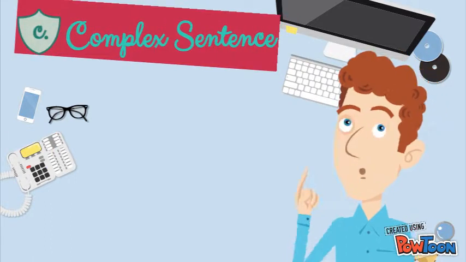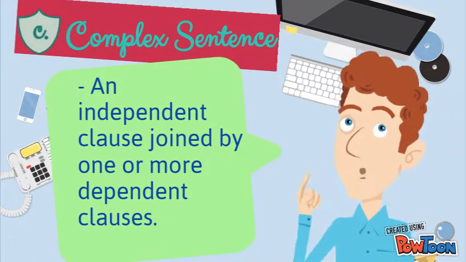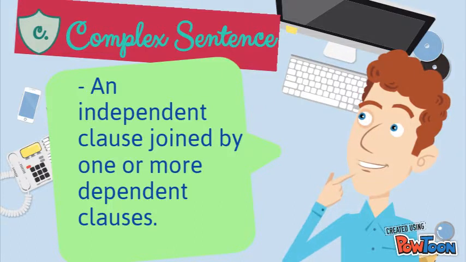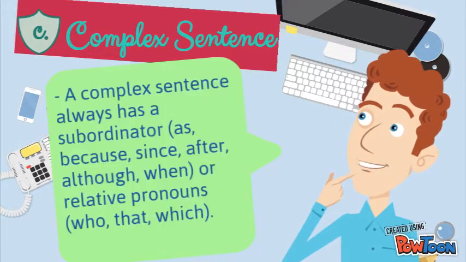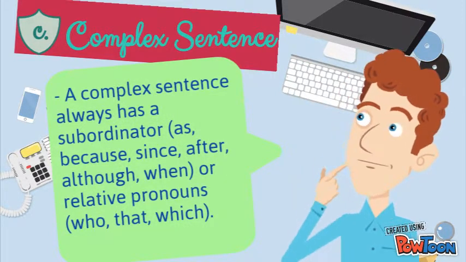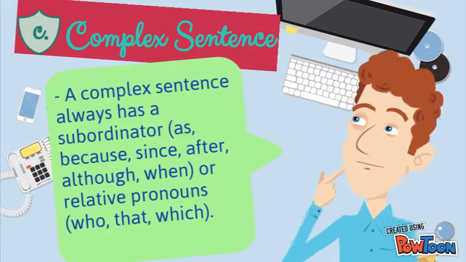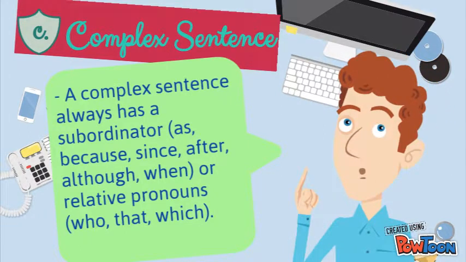Complex sentence. An independent clause joined by 1 or more dependent clauses. It has a subordinator such as: as, because, since, after, although, when, or relative pronouns.